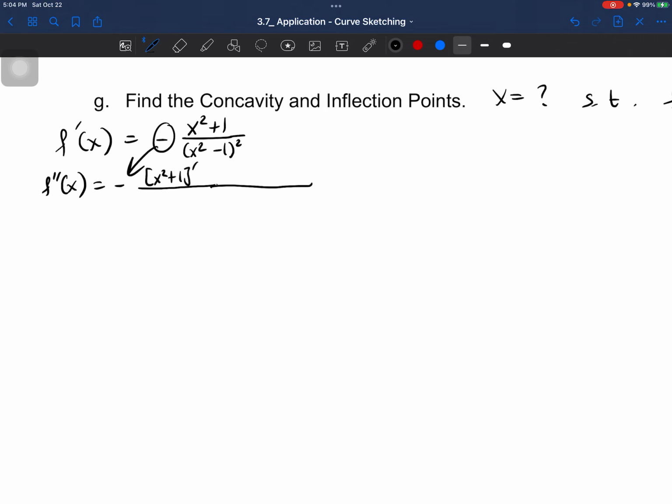We can sort of isolate this, just carry over this negative. All right, so we're going to take the derivative of the top, and leave the bottom as it is. Minus, leave the top as it is, multiply by the derivative of the bottom. And then take the derivative of the bottom.